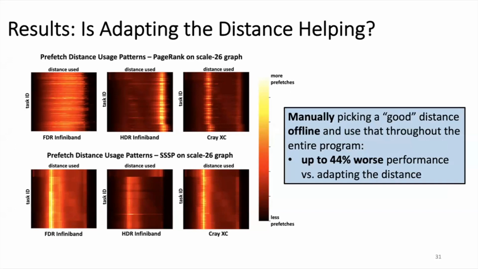In the worst case, it's up to 44% slower than actually adapting. So these are quantitative numbers showing us that actually adapting the distance is the better thing to do in this case. We're able to adapt to the different memory access patterns and the different system environments.